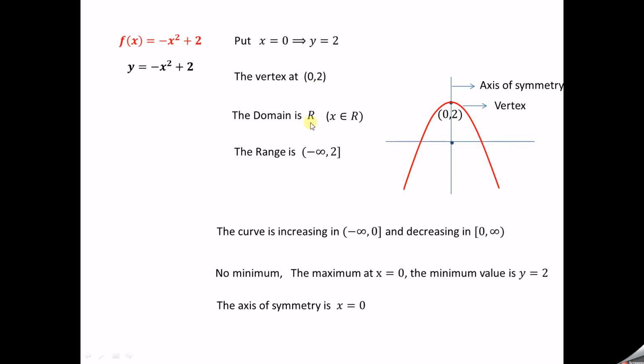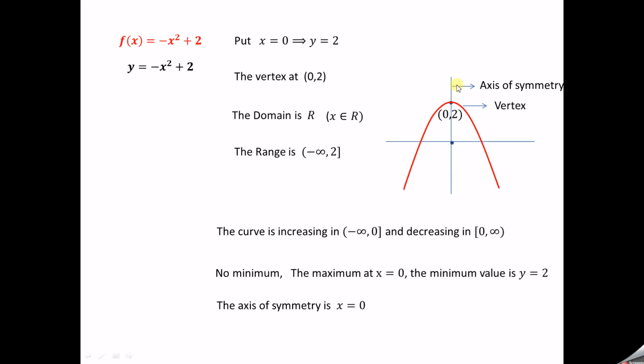The domain of a quadratic function is always all real numbers. And the range, if you observe the graph of this parabola, y values are from minus infinity up to 2. Okay. Here observe, y values all start from minus infinity up to 2. So the range is minus infinity to 2.